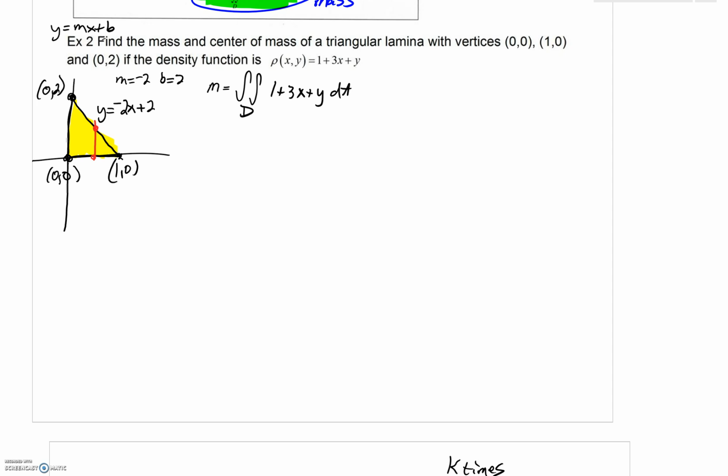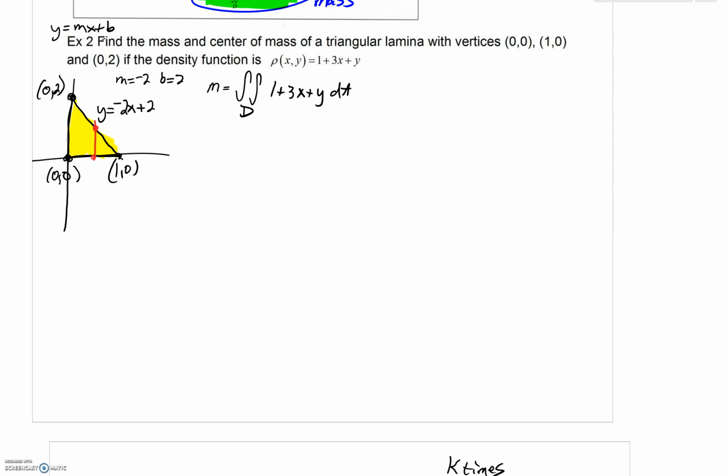Multivariable calculus, we're back in section 15.5, our first day. The video left off, we had just begun looking at example 2. We're finding the mass of this triangular lamina. You can see we're pretty much good to go.